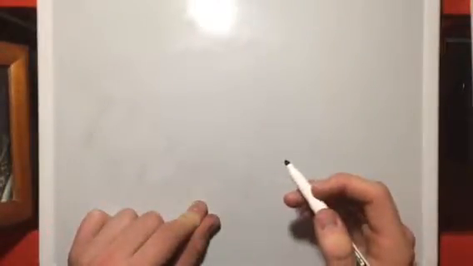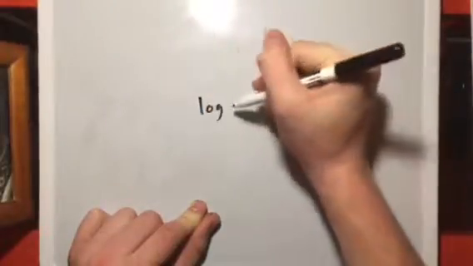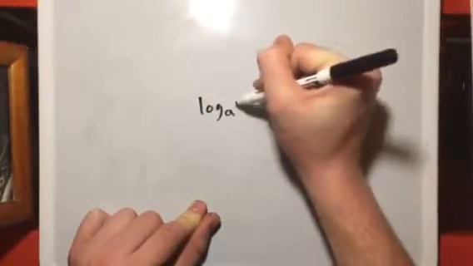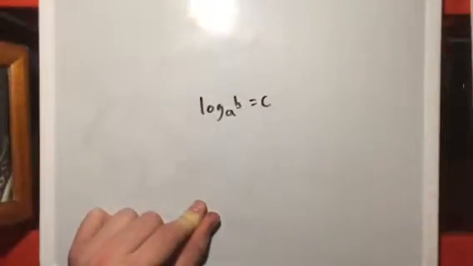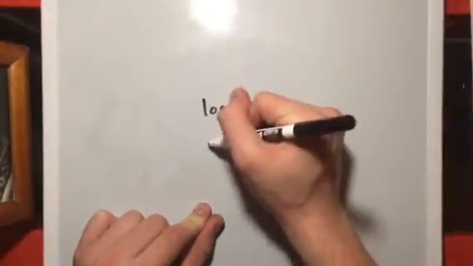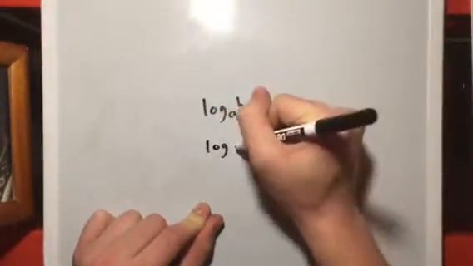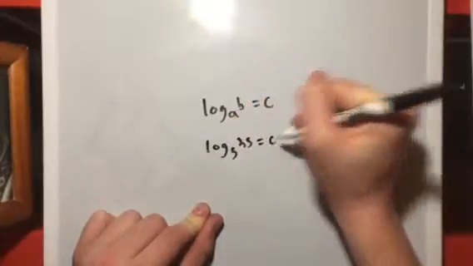Now the formula for the most basic logarithm is written like this: log base a of b equals c. Now let's plug in some numbers. Let's say we have log base 5 of 25, and we need to figure out c.